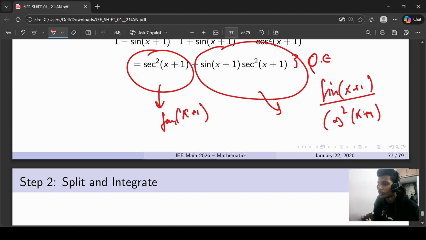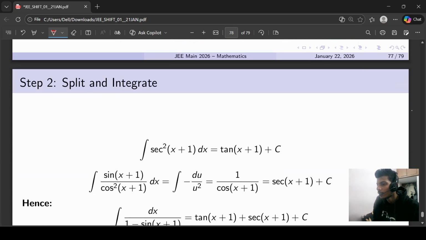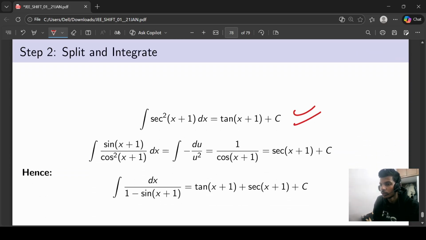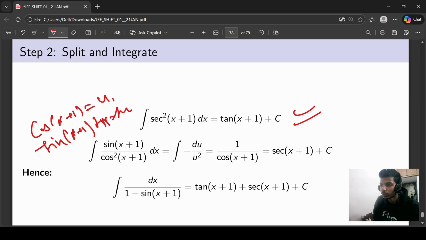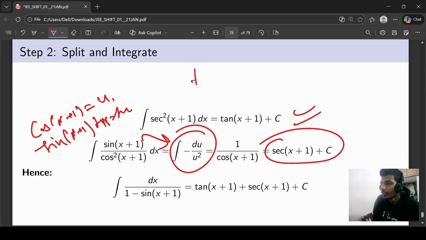In this we will put a substitution, that cos of x plus 1 we will put as u. Right? So till now we have done. In this we are making a substitution that cos of x plus 1 is simply u, so minus sine of x plus 1 dx is equal to simply du. So this is what we have done after the substitution, integrating both sides and we simply get this. What we get after integration is tan of x plus 1 plus secant of x plus 1 plus c.